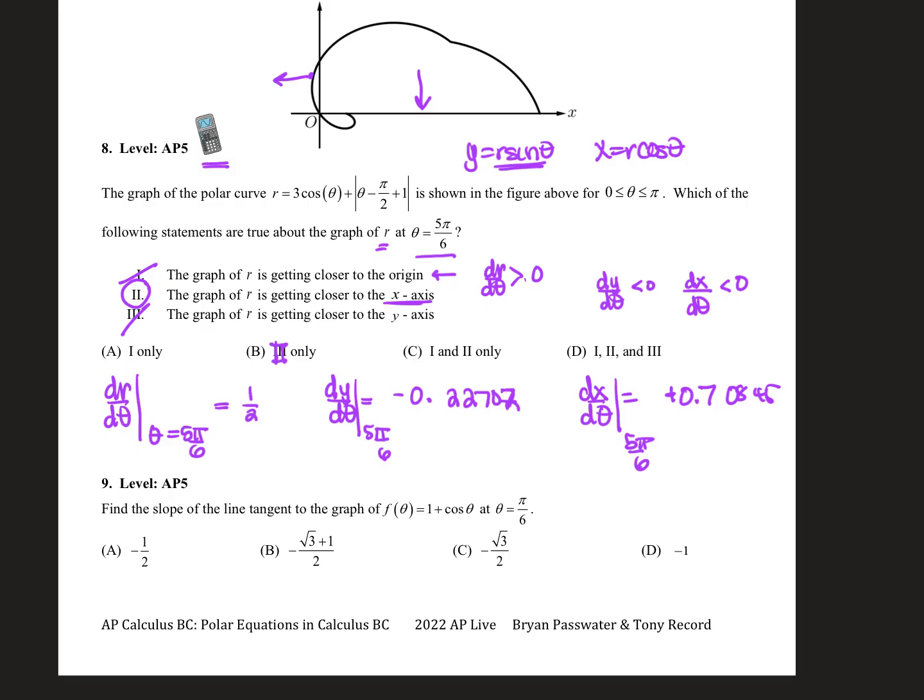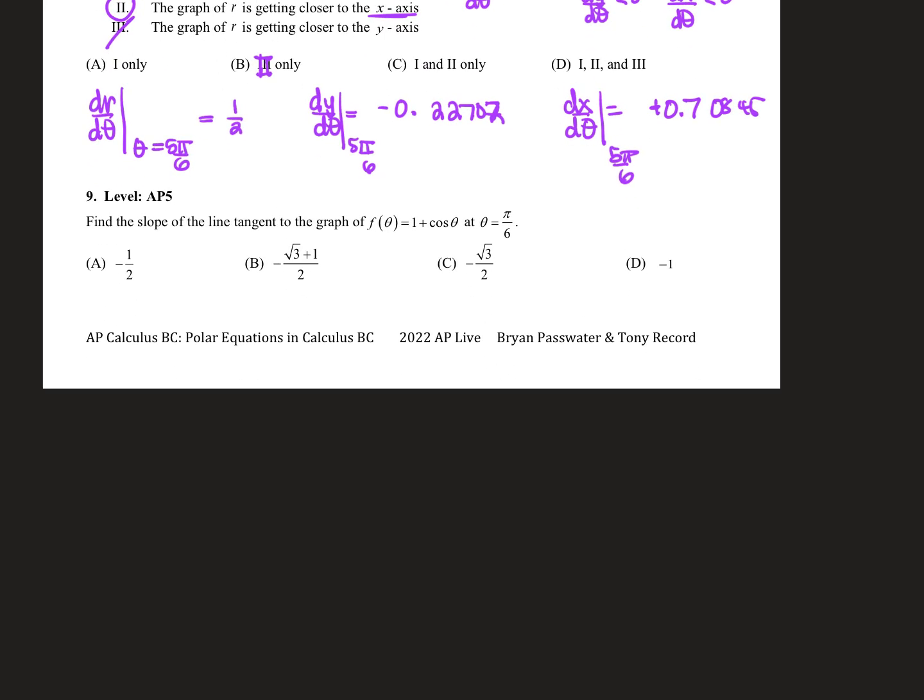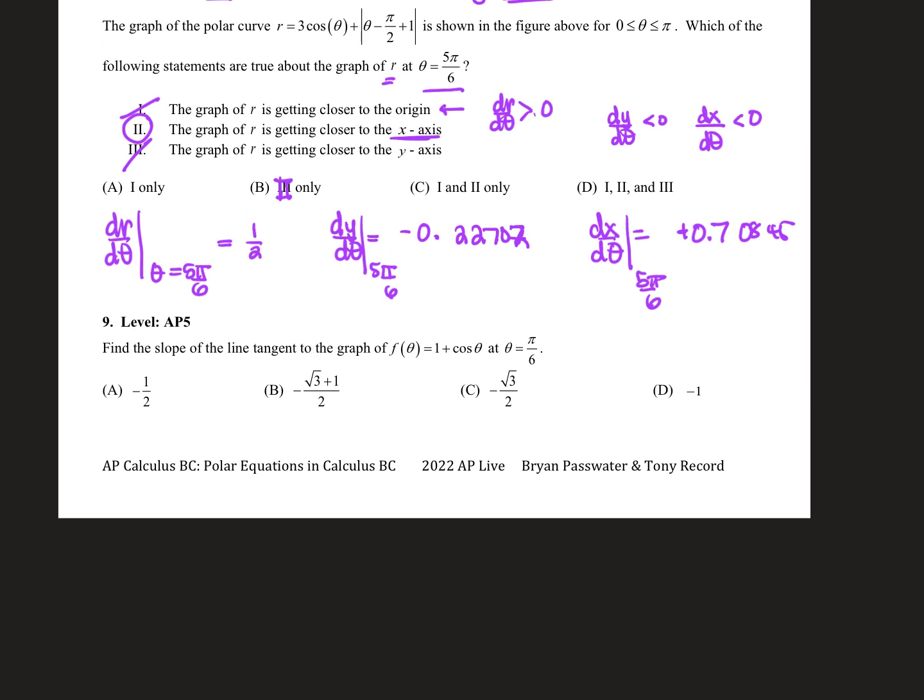It should say 2. They updated it and I didn't check it. B, find the slope of the line tangent to that at pi over 6.